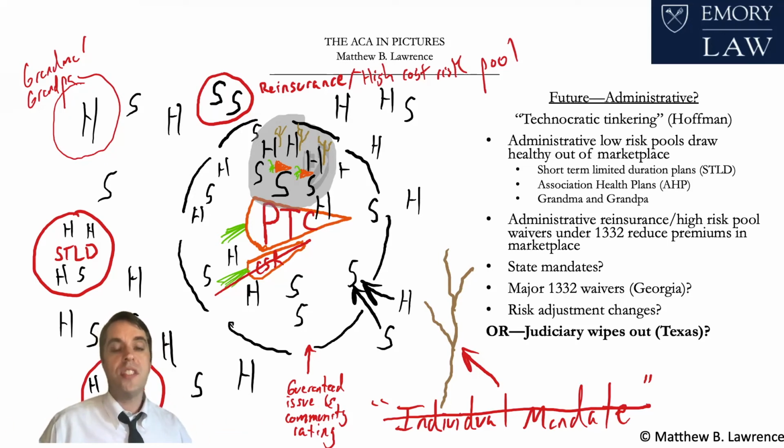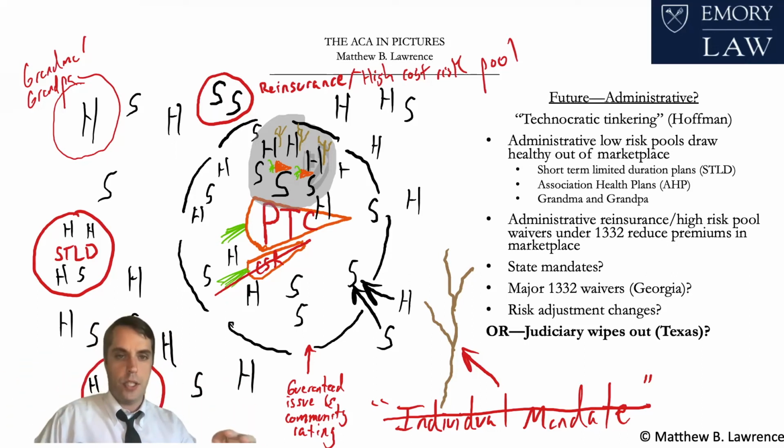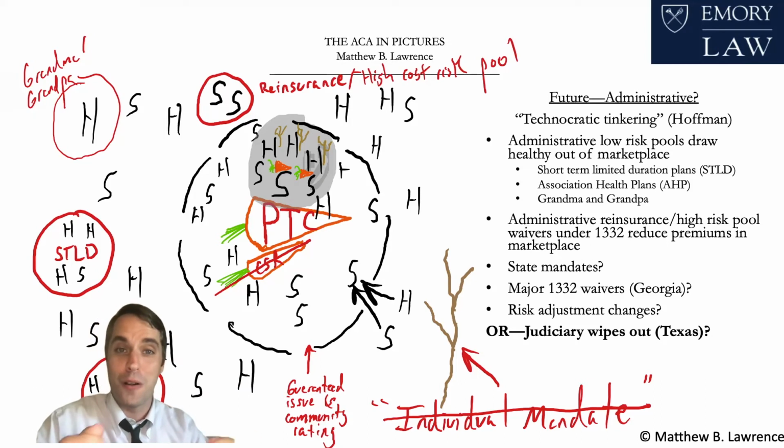And so what we've seen is administrative, what Alison Hoffman calls technocratic tinkering, agencies within their flexibility trying to tweak the Affordable Care Act in different directions. And we will likely continue to see that. Some examples are reinsurance and high-risk pools. Feel free to go Google or look that up if you're curious. I won't go into it now.